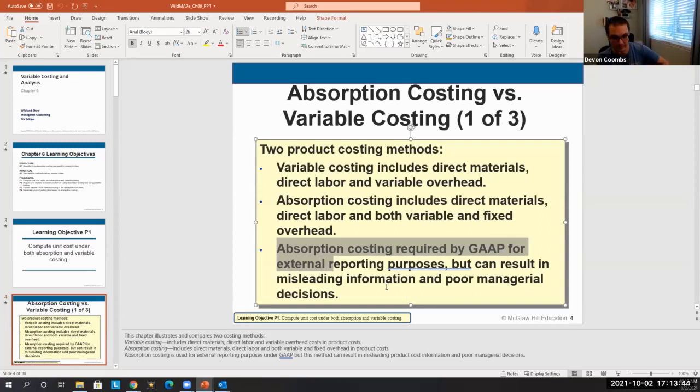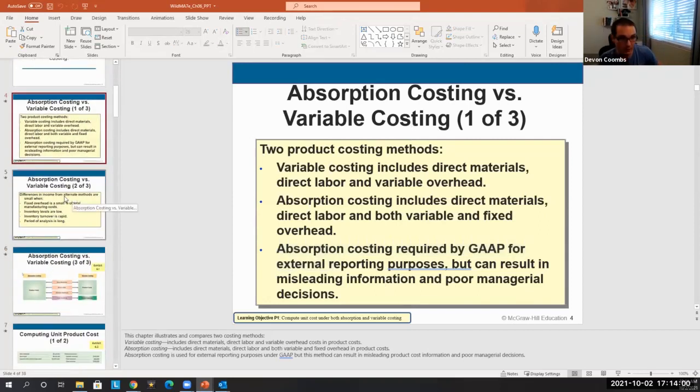It's meant for comparison purposes, so companies can be compared to each other, so investors and lenders can make decisions about who they want to lend to or invest in. But it might not be the best for managerial decision-making and project decision-making, which is why we have variable costing.